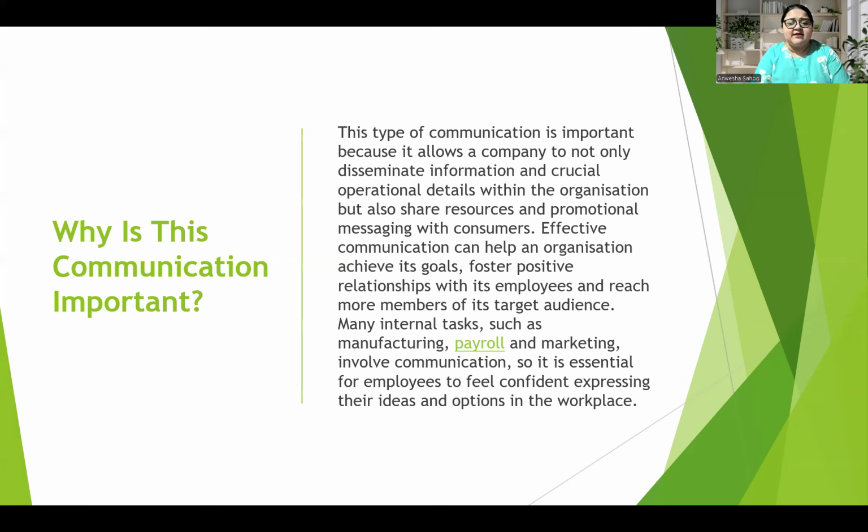Many internal tasks such as manufacturing, payroll, and marketing involve communication. So it is essential for employees to feel confident expressing their ideas and opinions in the workplace. For example, in a company there are many departments that work together. So if each department communicates among themselves in an effective and efficient way, then the workflow gets very easy, and there is less chance of making errors. So that is the reason business communication is so important in our day-to-day activities.